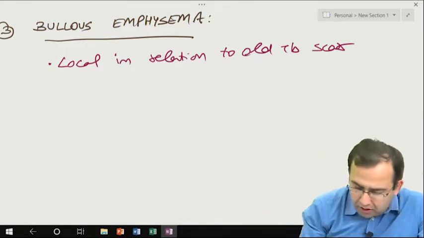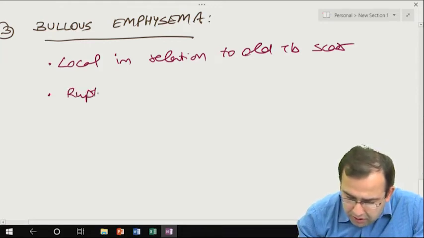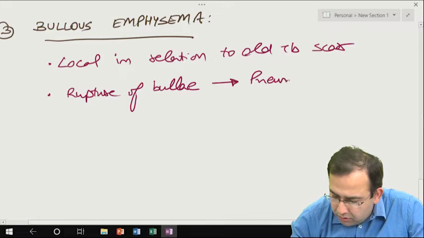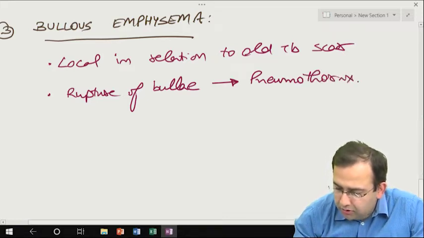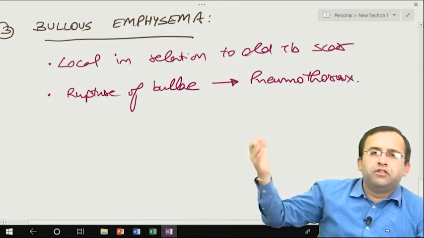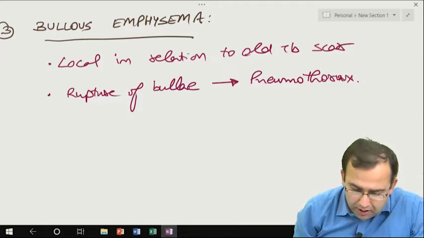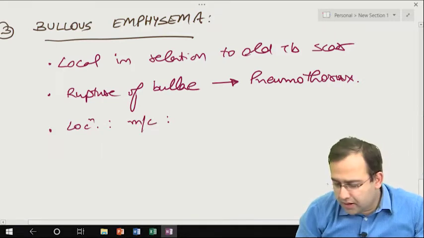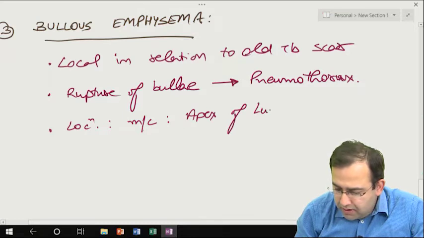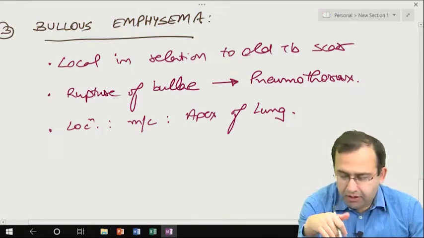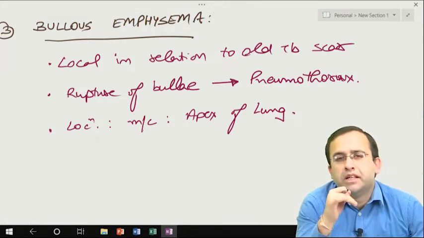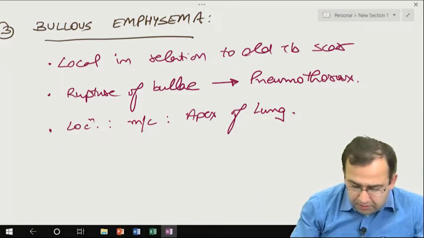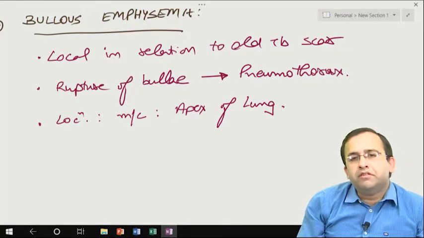These bullae can rupture, in turn leading to pneumothorax. Very obvious, if the bulla is ruptured, there is entry of air into the thoracic cavity, pneumothorax. Lastly, location. The most common location is apex of the lung. And when we do TB in about 1.5 hours, we will also see that apex of the lung is the most common location for secondary TB. These are the types of emphysema.